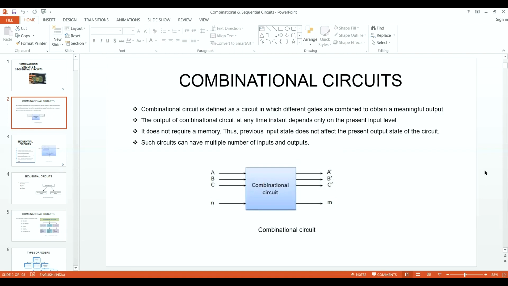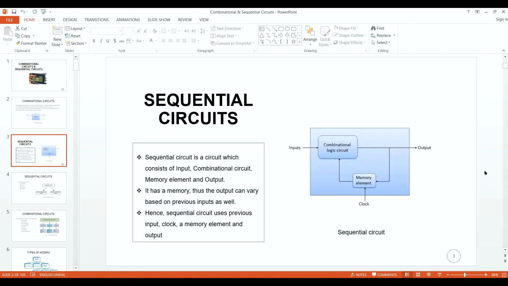The combinational circuit is basically where different gates are combined together to give a certain desired output, but the output depends upon the present input value. So it doesn't require any kind of memory. That's why we're talking about present. Otherwise, if you're talking about past input levels, we have to go to the case of sequential circuits. These circuits can have multiple inputs and multiple outputs. We will see that in a later video.